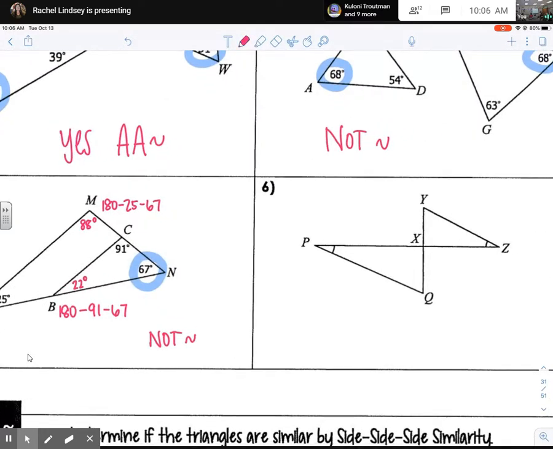Okay, number 6, we have this set at P and Z that are congruent. Do I have another pair that I can match? Yes, which ones? The vertical angles. So, do I have two angles that are congruent? Yes, then those two triangles are similar by angle similarity.